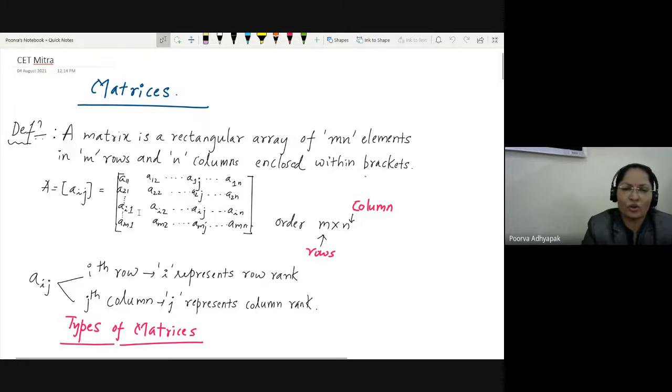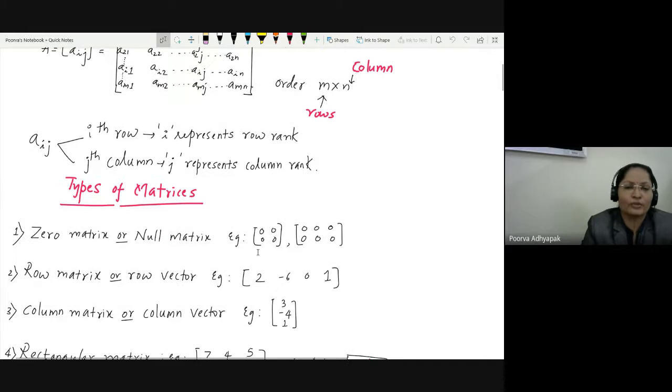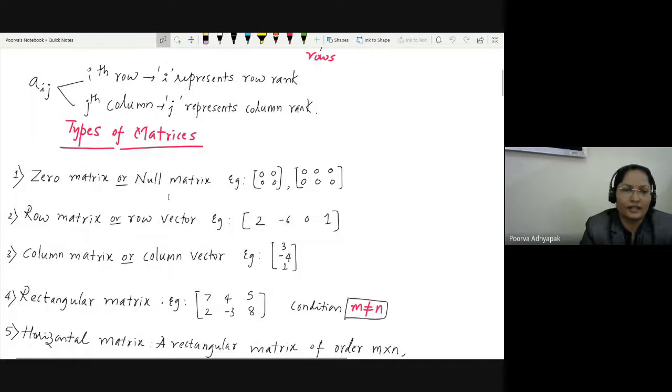So when we define its order, it is m cross n, where m stands for rows and n stands for columns. If I write this in general as Aij, it is the particular element which I take from the ith row, where i represents the row rank, and the jth column, where j represents the column rank. Next, coming to the types of matrices, already you know that, but also in a very short glance we can say.